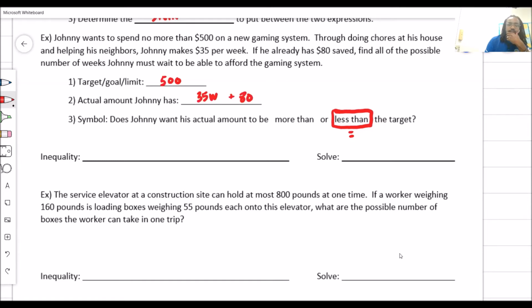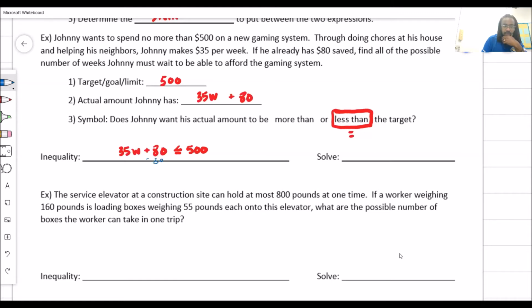Okay, so as we set this up, we're going to say the money that Johnny has is 35W plus 80, $35 times the number of weeks, because he gets $35 per week, plus the $80 that he already has. And we want to make sure that this is less than or equal to 500, because Johnny is reasonable. He knows that more than $500 on a gaming system is just too much. Okay, and so here we have our inequality set up. And so we can go through and solve it.